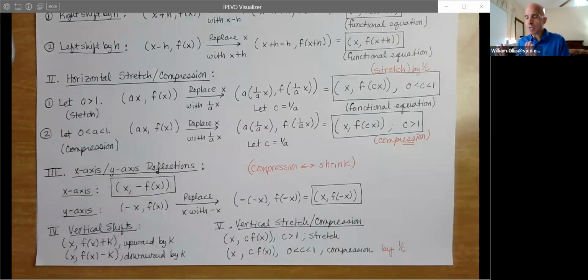The vertical ones are always simpler because they're already tailor-made. You don't have to make any change of variable. They're ready to go from the beginning.